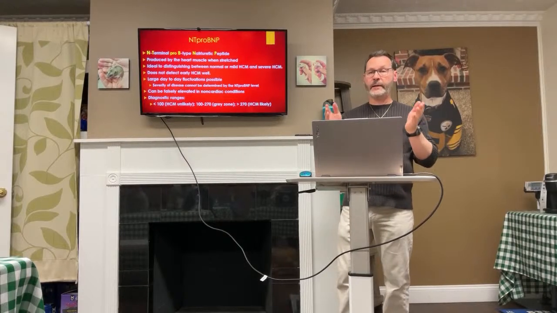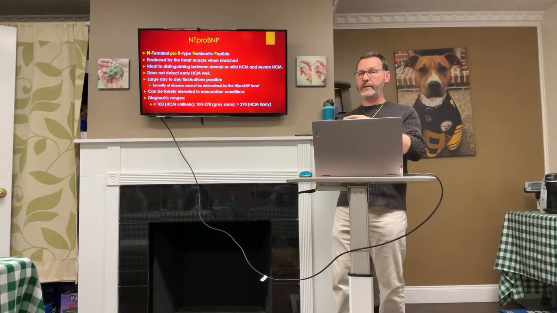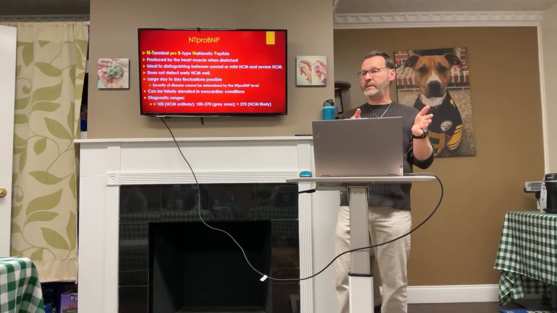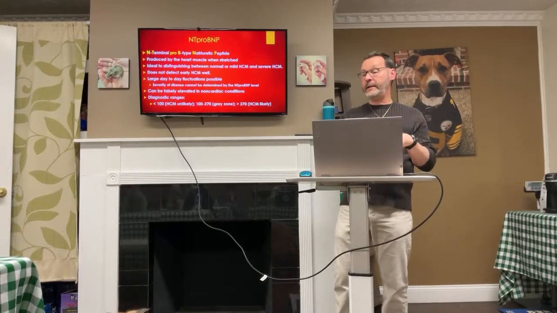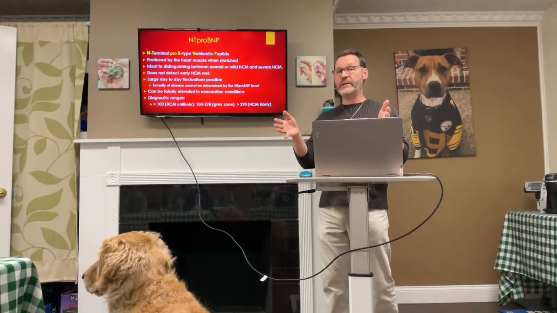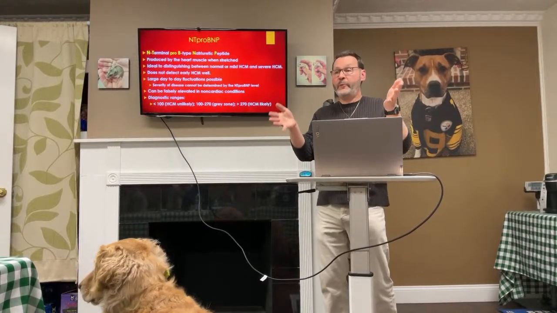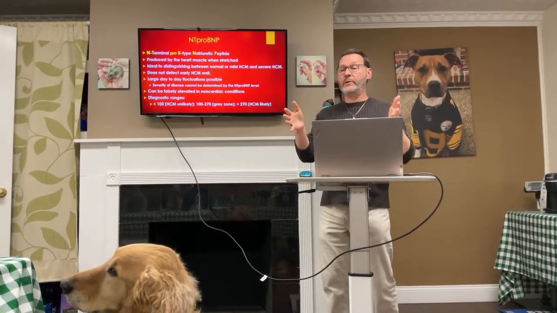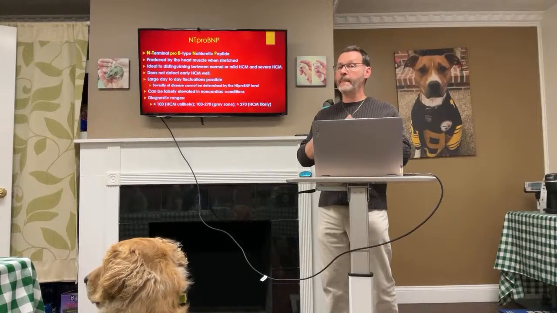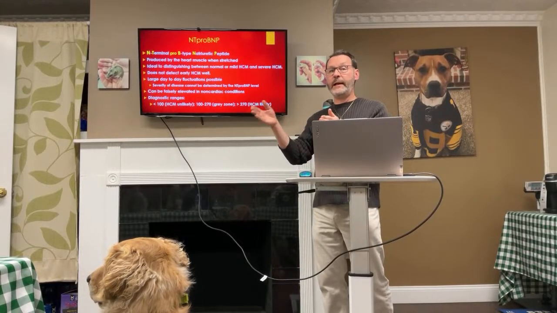And there's not a single cutoff, it's not simply positive and negative. We have ranges. If it's less than 100, then heart disease is unlikely. But if it's between 100 and 270, there's a gray zone. There may or may not be heart disease there, so you have to interpret that one with a lot more caution. And then if it's over 270, then the cat is likely to have heart disease.